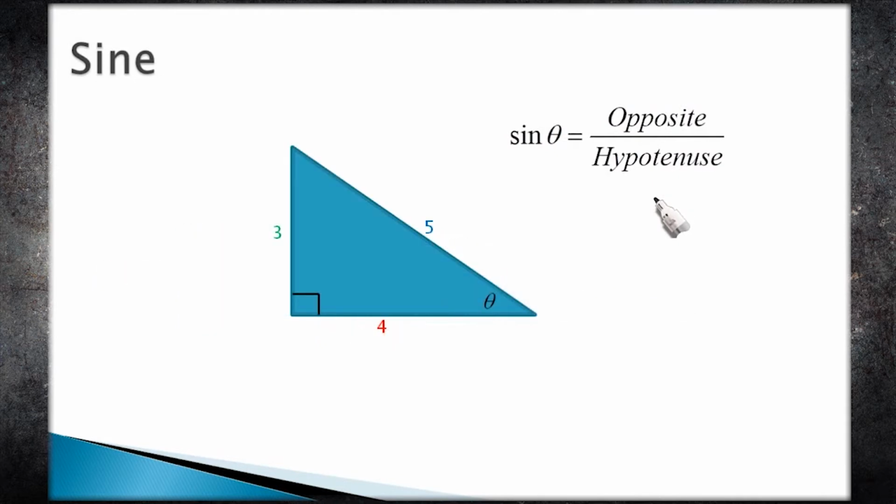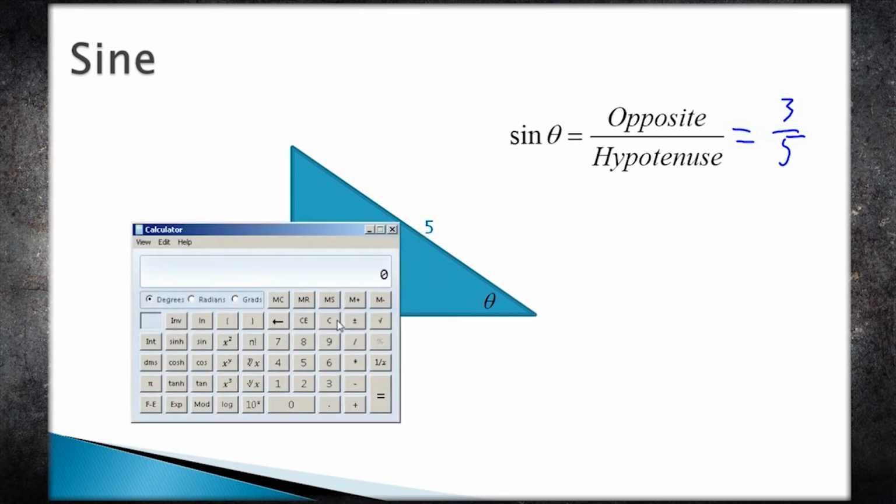Consider the triangle that you see right here. Given its dimensions, what is the value of sine of theta right here? Well, we know we need to put the opposite over the hypotenuse. So in this case, sine of theta equals 3 over 5. If we wanted to, we could divide this out. 3 divided by 5 equals 0.6.